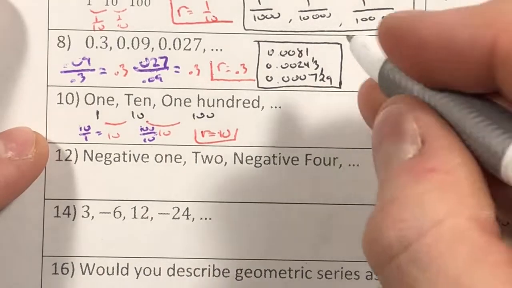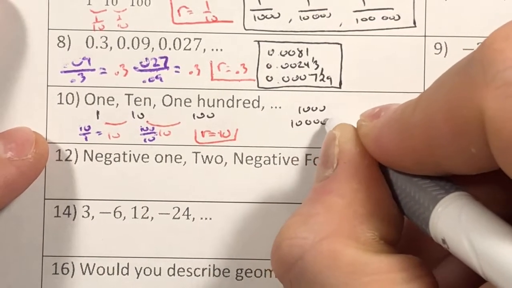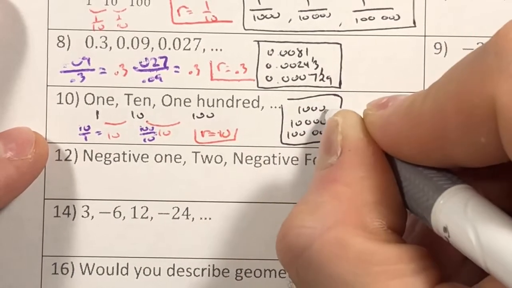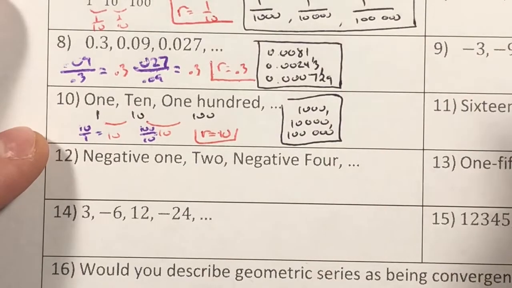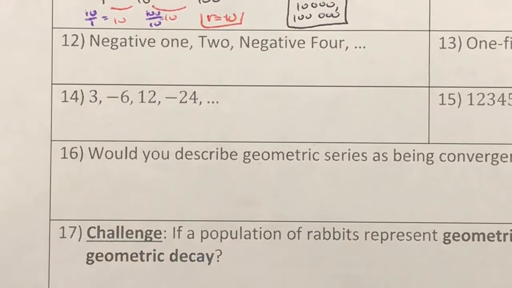So 100 times 10 is 1,000, 10,000, and 100,000. Perfect. There we go. Okay. So what I want you to try is the next two: try number 12 and number 14. Pause the video, unpause it when you're done, and see how well you did.